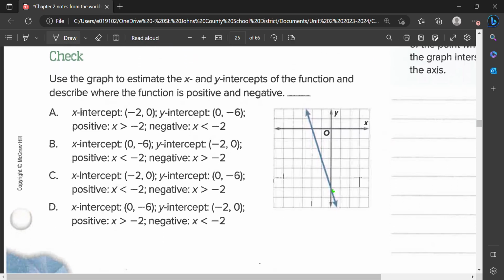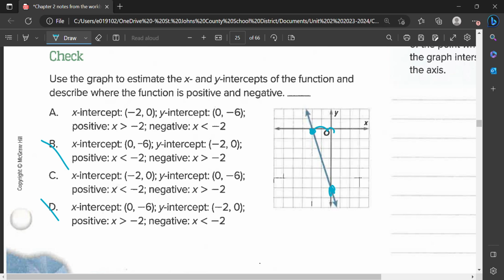All right. Go down, try to check. Pause the video. I'll give you a few seconds. All right, welcome back. Hopefully you paused it. Hopefully you got an answer. So we can see this is the x-intercept. This is the y-intercept. So that's 1, 2. But since we went down, it's going to be negative. So we can eliminate B and D. All right. A and C both have -6 as our y-intercept, which is perfect.